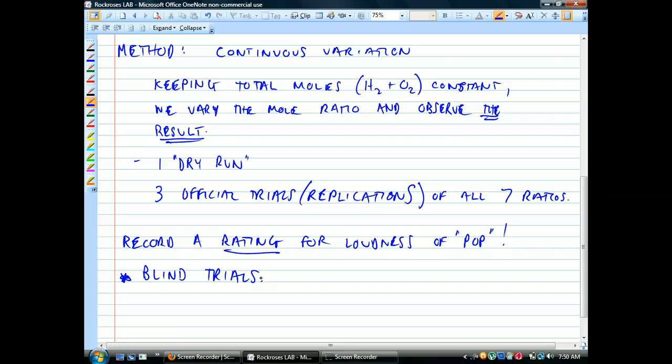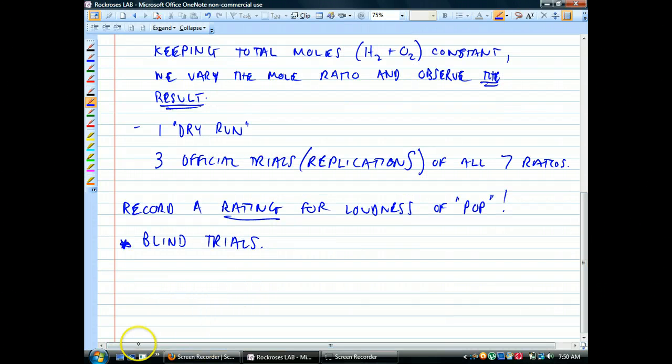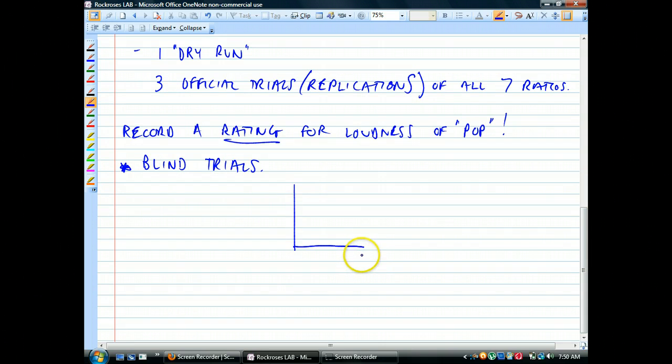Keep an eye out for what you're listening to. Our end goal here, folks, is a graph with the ratio between hydrogen and oxygen along the bottom, probably in decimal form, because then you can make this a scatter plot. So if it's 1 to 1, that's 1. If it's 2 to 1, that's 2. If it's 1 to 2, that's 0.5, and so on. 0.25, whatever. And over here, you're going to have the rating.